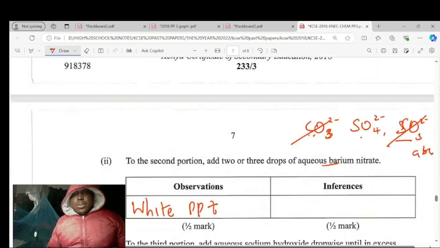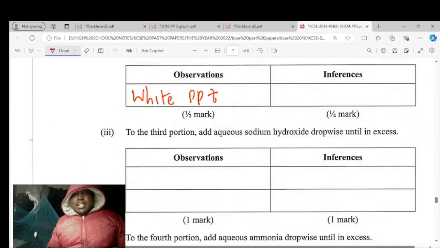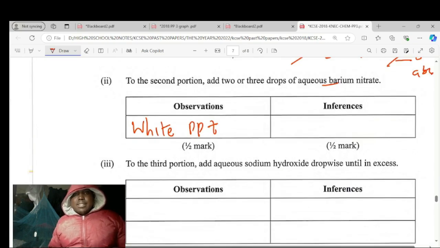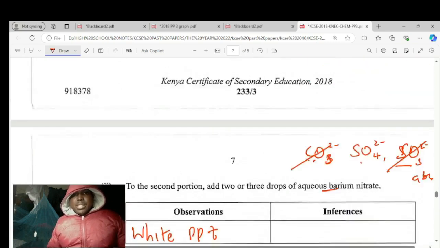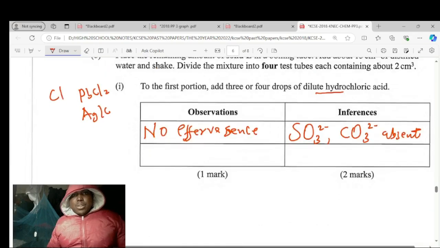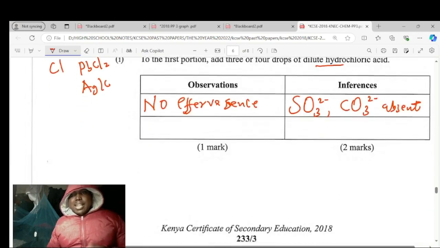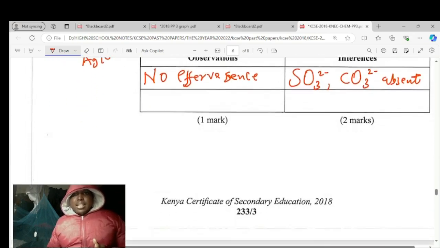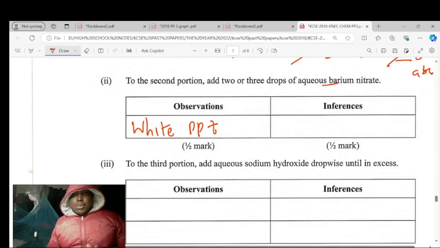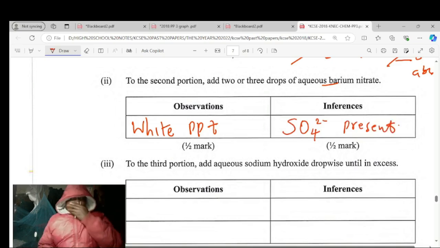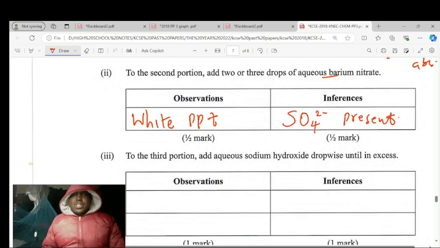Therefore, if that is the case, we said here that no effervescence, the sulfite, the carbonate is absent. So don't bring it here again. If you bring it here you will have contradicted. So this one is just SO4 2 minus present. That is the chemistry we are talking about.